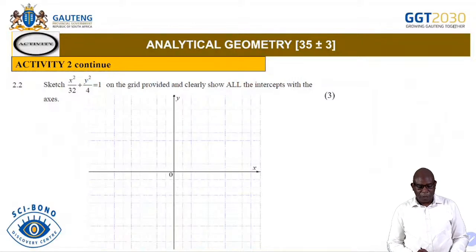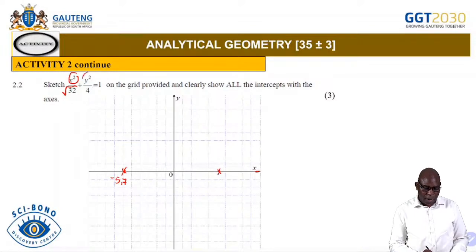So I come to the x-axis. I get the square root of 32. I know the square root of 32 is a decimal, which is 5.7 to the nearest. So I'll count 1, 2, 3, 4, 5, 6. So 5.7 will be somewhere there. I make a mark. I go on the other side, this is negative 5.7, 1, 2, 3, 4, 5, and 5.7 will be somewhere there. I make a mark. Now I go to my y-axis.